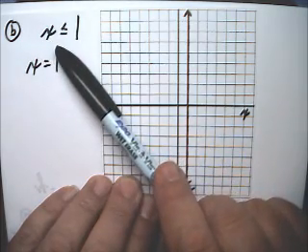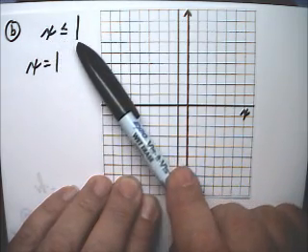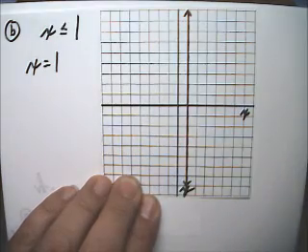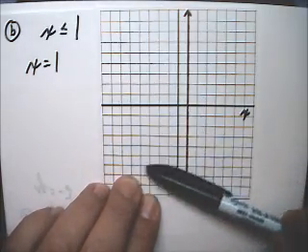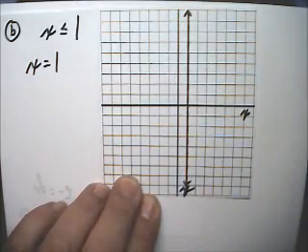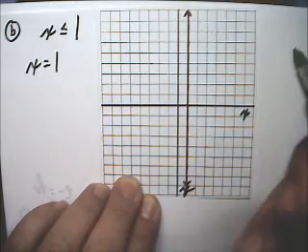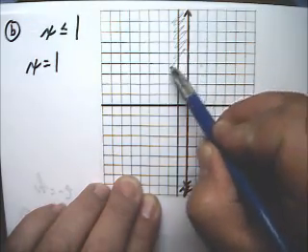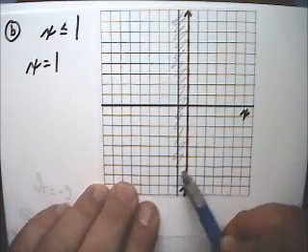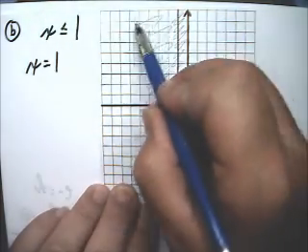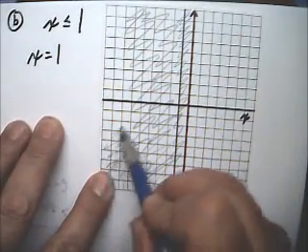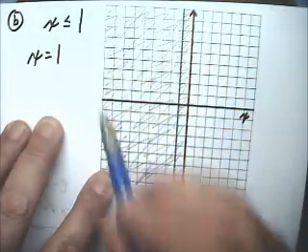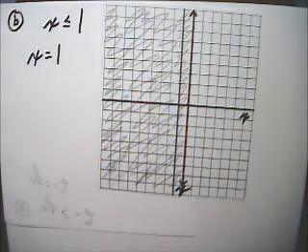Now 0 less than or equal to 1, that's true. Because that's true, the origin is part of the solution, so the half plane that is the graph of this is everything on this side. So this time I'll shade everything on this side of the line. And that is the graph of x is less than or equal to 1.